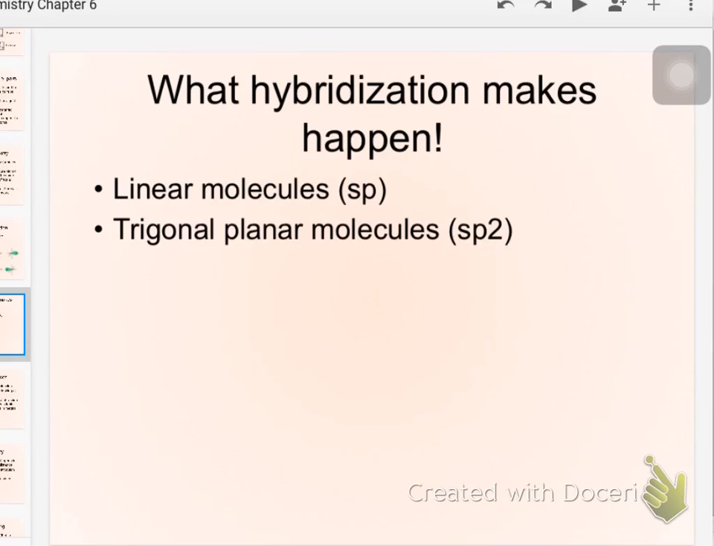Nope, that's a terrible example. Oh, no, that's not a terrible example. Let's do beryllium chloride, or beryllium dichloride. So we've got BeCl2.